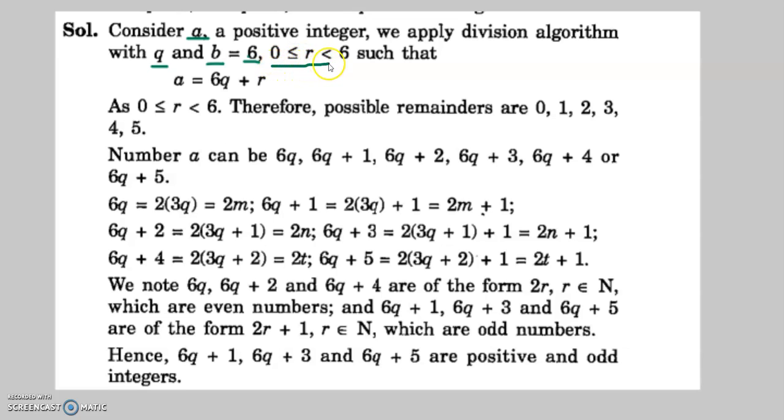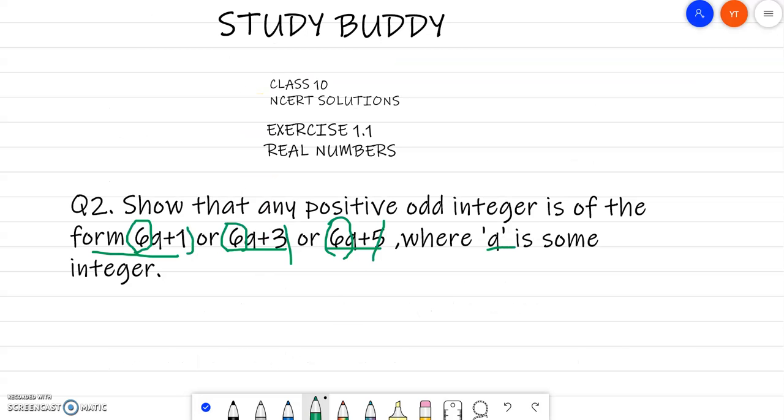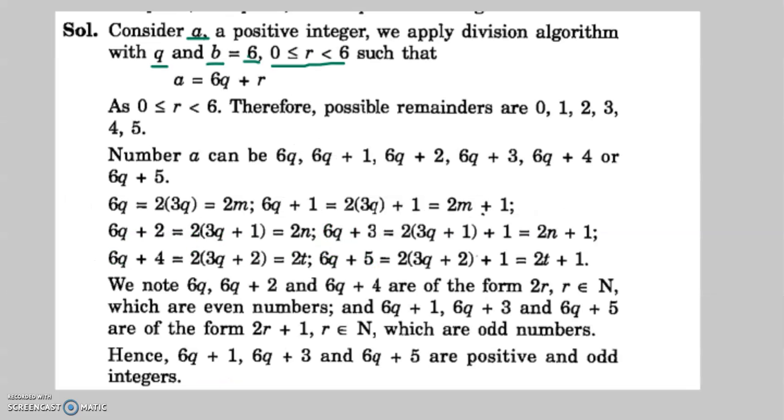0 is less than or equal to r and r is less than 6. So here the value of r can be greater than or equal to 0 but has to be less than 6, because the value cannot be greater than 6. They are asking us to prove the value only until 6q plus 5. Hence, the value of r should not be greater than 6. So, from the above points, I got the equation a is equal to 6q plus r. This is the basic equation to solve the problem.